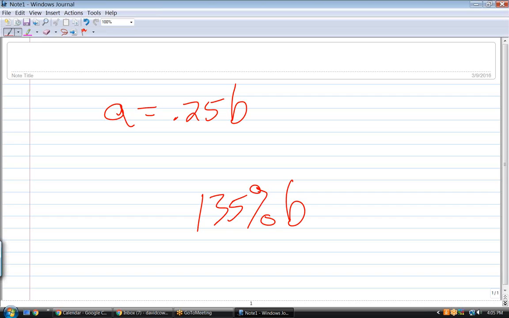Okay. Well, what's B equal to here in terms of A? If I solve this first equation, I get B equals 4A. And now if I take 135% of B, I can take 1.35 times both sides of the equation.